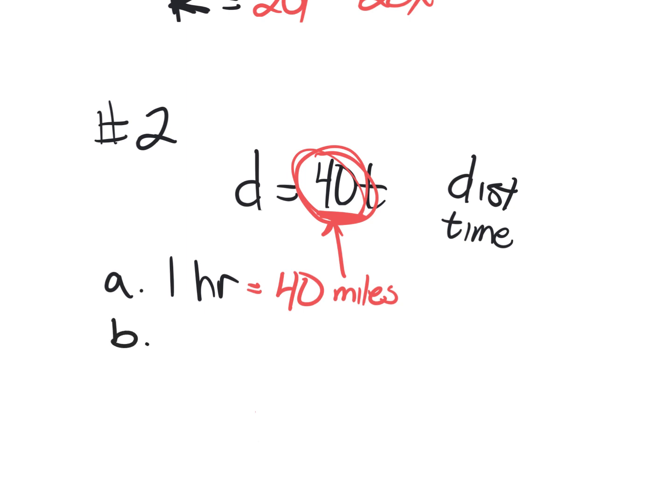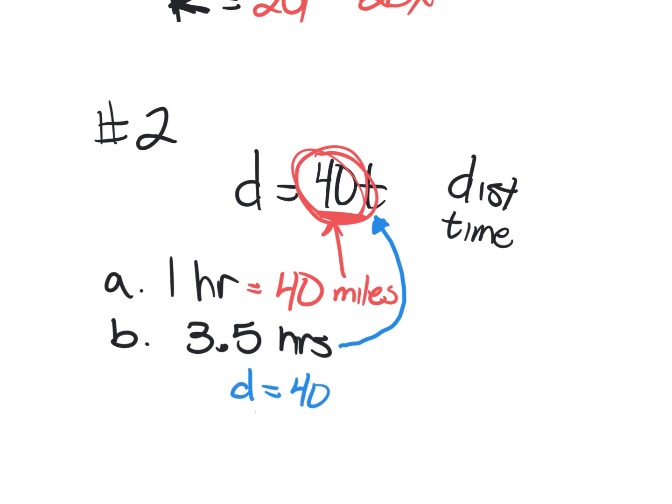Letter B, it's going to want to know how far we can go in 3.5 hours. So hours is time. So I'm going to take 3.5, and I'm going to plug it in where the T is for time. So I go D equals 40 times 3.5. Okay, because the 40 is right next to the T, that means multiply. So on my calculator, if I go 40 times 3.5, I get 140. So the distance is 140 miles.